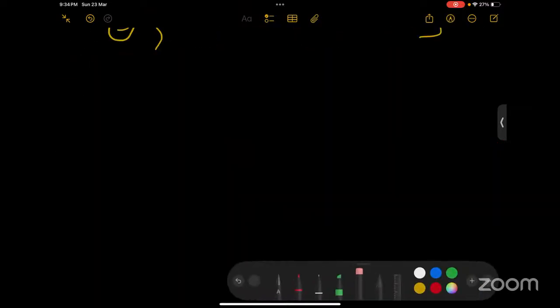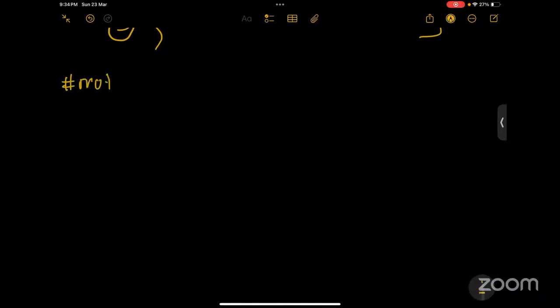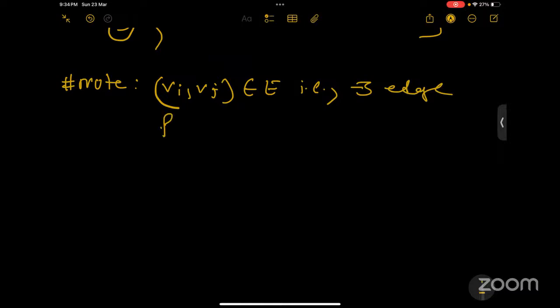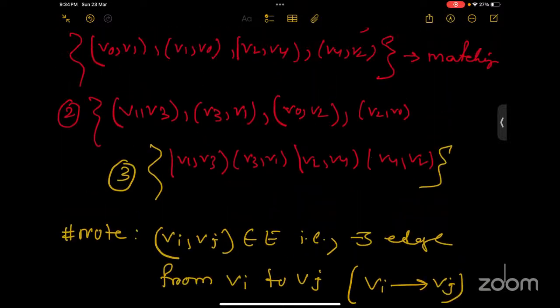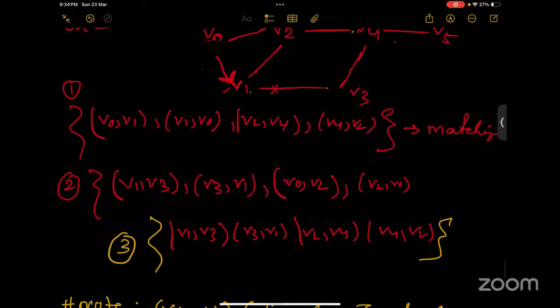Understood. So note: Vi, Vj is in the set E. That means there exists an edge from Vi to Vj. Okay, this is the representation. Here we have an undirected graph. That is why we can take both the directions.